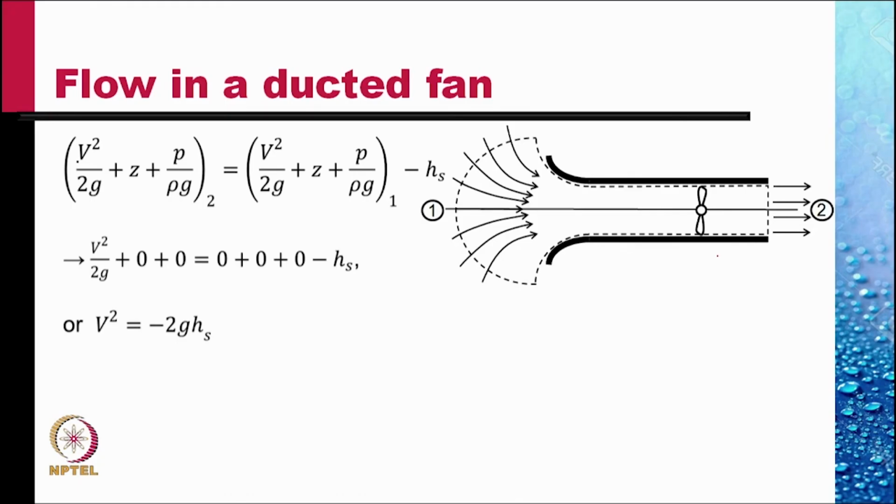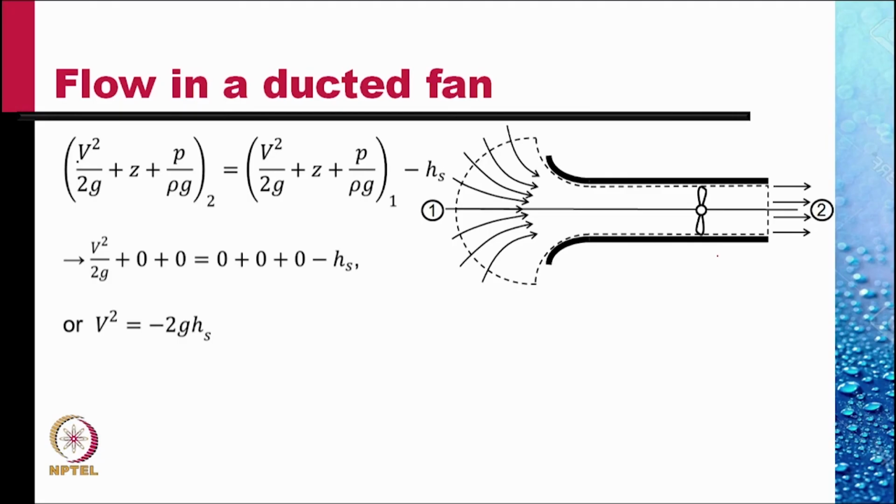V squared by 2g at the exit, with z at the exit 0 and p at the exit 0, is equal to V squared by 2g at the inlet, which is 0, the elevation z is 0, pressure at the inlet is 0 again, minus Hs. So this gives V squared equal to minus 2g Hs. Since the fan does work on the air, Hs is negative.